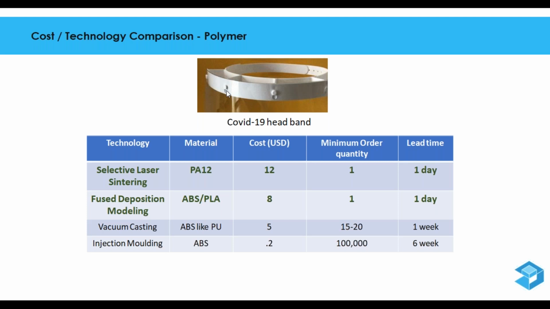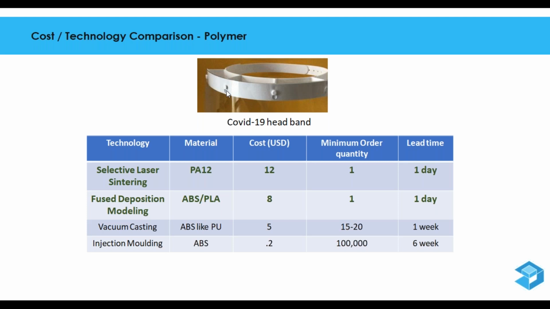So this is the COVID-19 headband, which has been widely used globally. People have used additive technologies for realizing these headbands for face shields. And as I have mentioned in my presentation itself, for selecting four different technologies like FDM, SLS, vacuum casting, and injection molding, what are the benefits of going further?